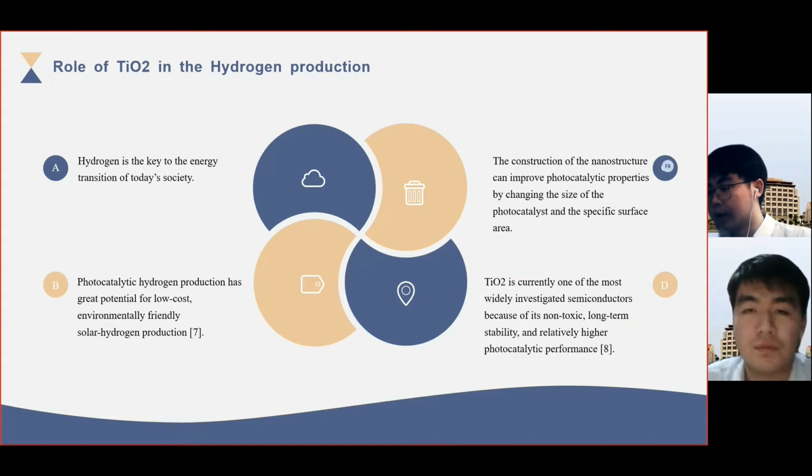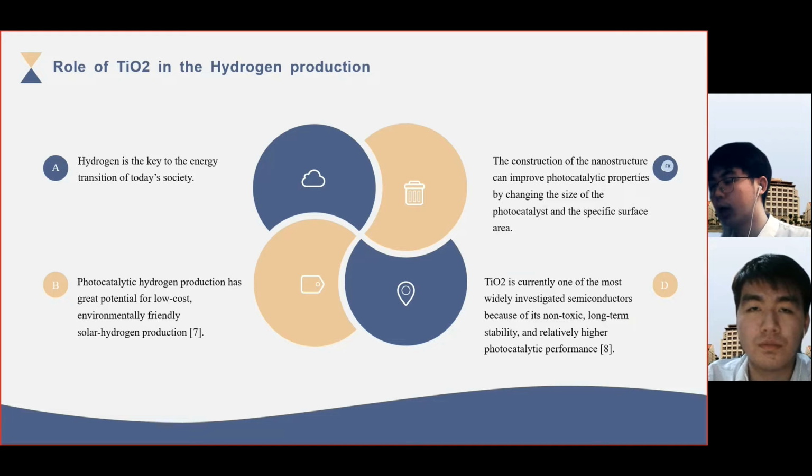The construction of nanostructures can improve the photocatalytic properties by changing the size of the photocatalyst and the specific surface area. Nevertheless, it's a pity that most semiconductor materials cannot perform their role perfectly because of the low energy band gap and the relatively high recombination rate of the photogenerated electrons and holes.